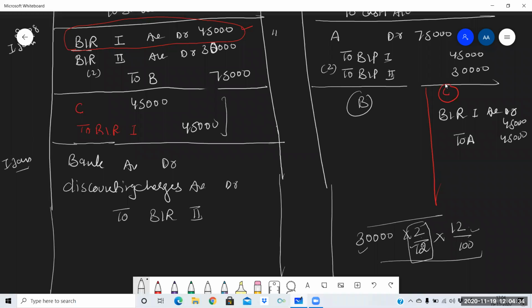So what is the discount amount? Yes, very good, Darshika and Shruti. 600. So discounting charges 600, bill amount 30,000.